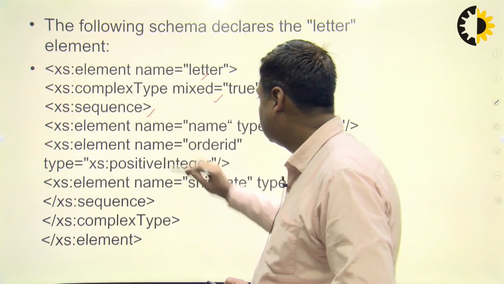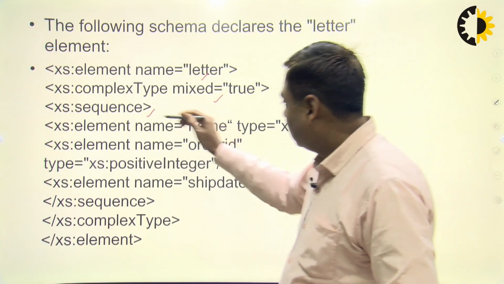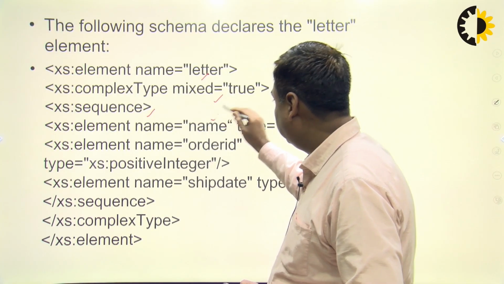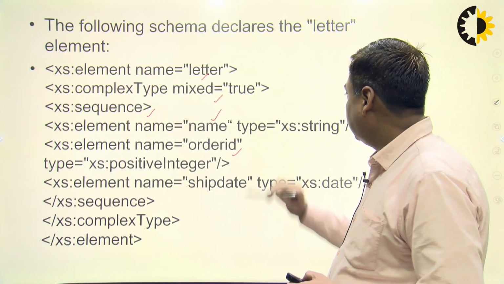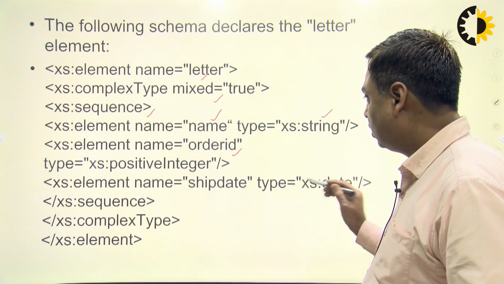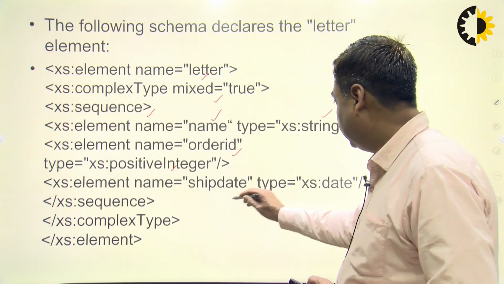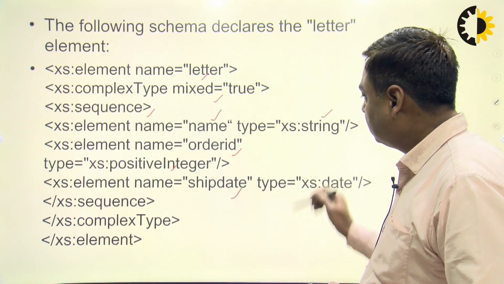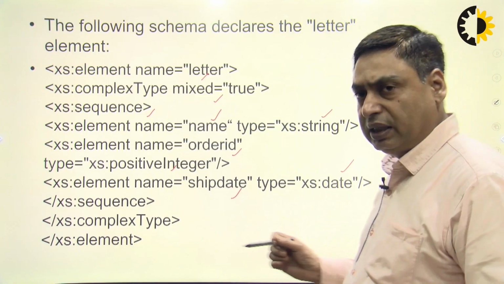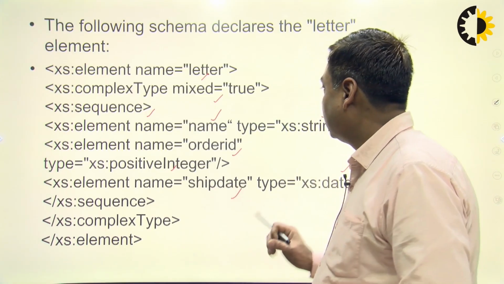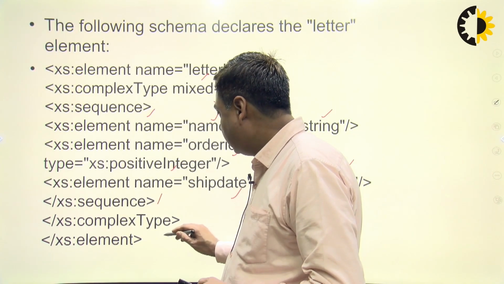Then we define the sequence. When we write the elements within the letter element, the sequence should be followed. It can have name and it can have order ID. The content of the name element should be of string. The content of the order ID should be of positive integer. Then one more element is defined, ship date, and the content of ship date will be of date type. So here you can see that we have defined the letter. Letter consists of mixed values. It consists of elements as well as text also. So this is the end of the sequence and complex type.